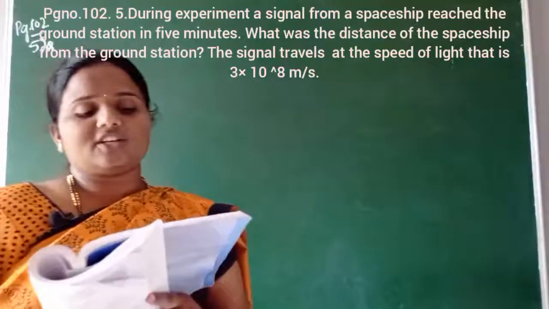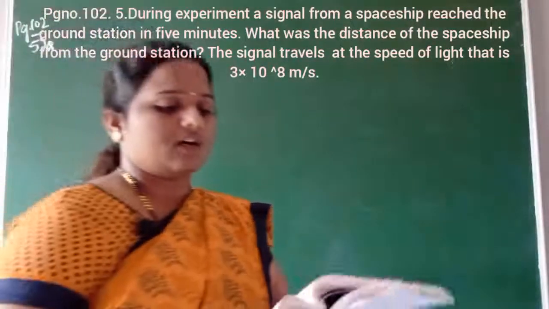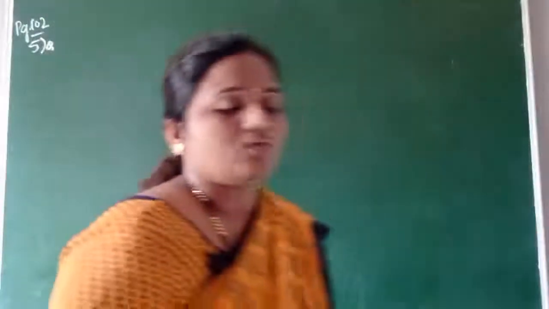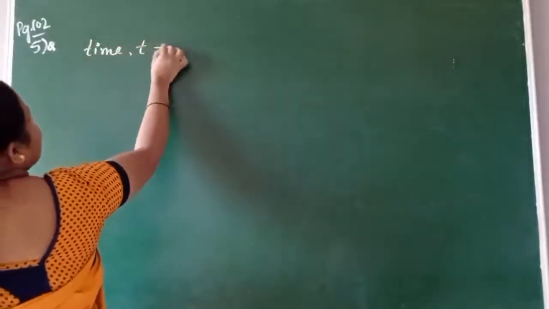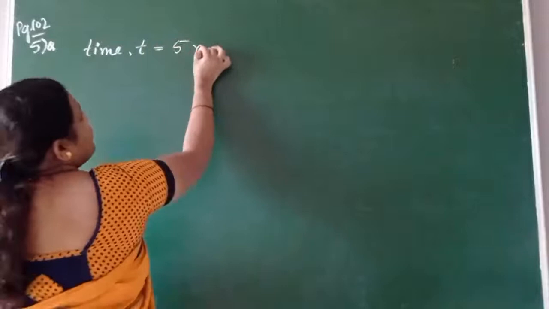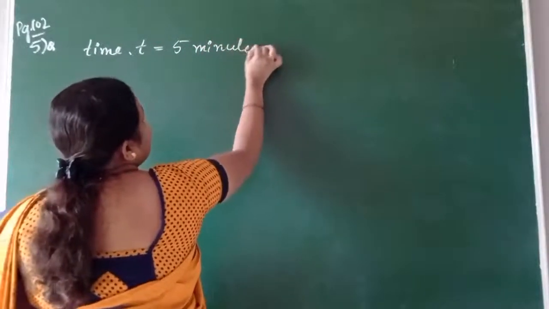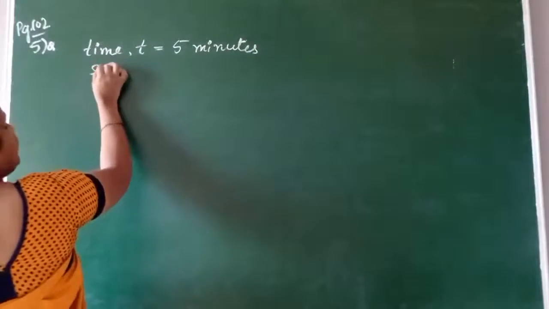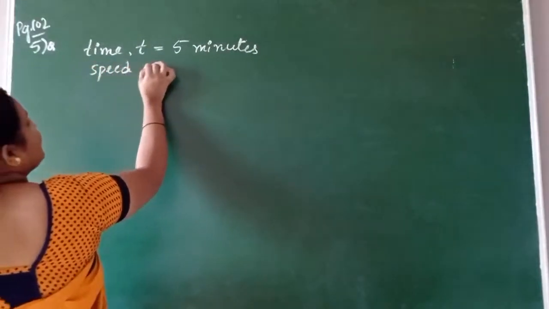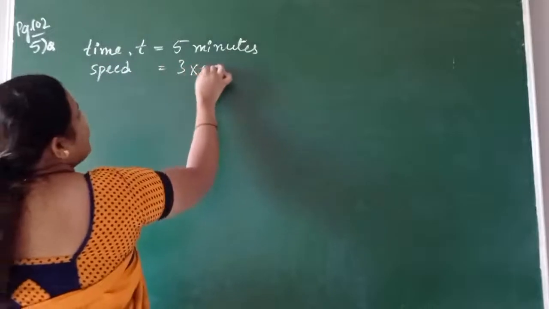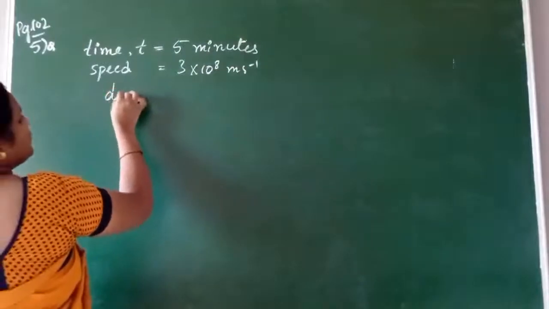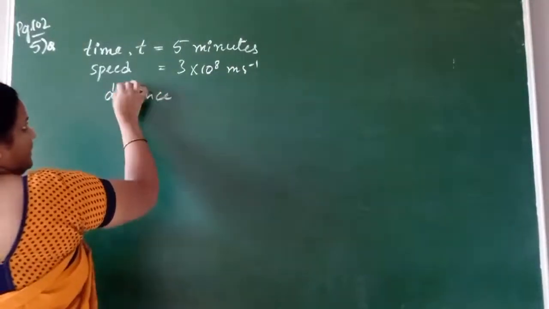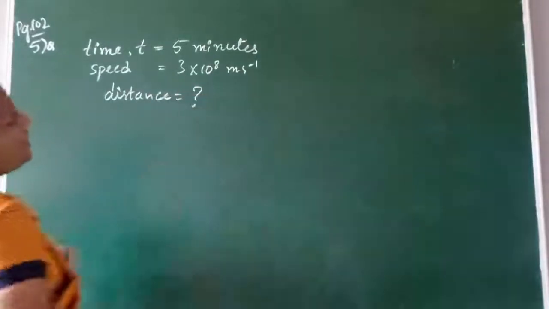So what are the things given, children? A signal from a spaceship has reached the ground in 5 minutes. Time has been given, that is 5 minutes. And they have also given the speed of the signal, that is equal to 3 into 10 to the power of 8 meter per second. We need to calculate the distance.